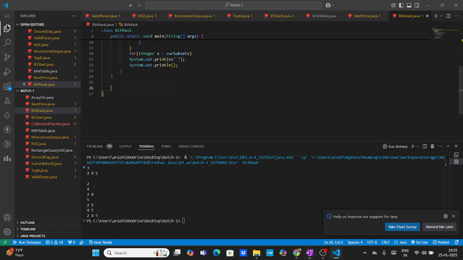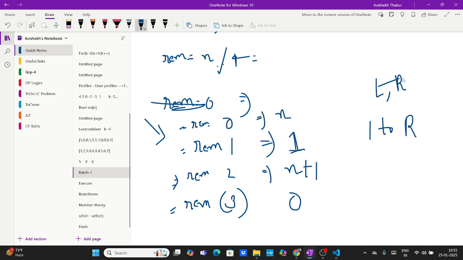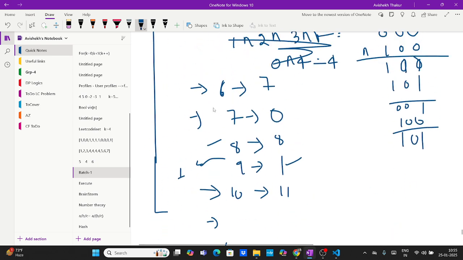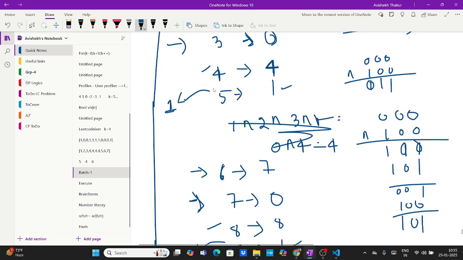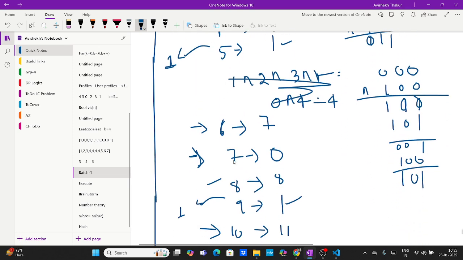What I am saying is give 1 to R. I am not saying L to R. I am saying 1 to R. When I talked about 7, what do you mean by 7? It is nothing but 1s or 2s or 3s or 4s or 5s or 6 or 7, right?